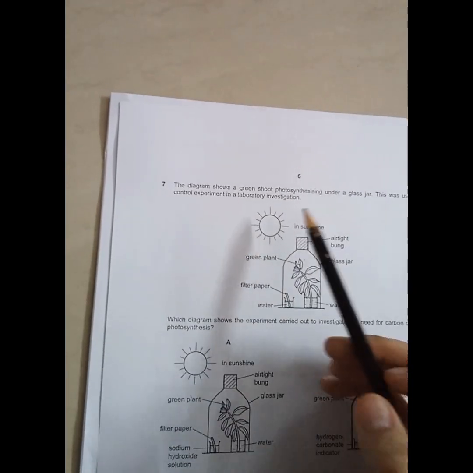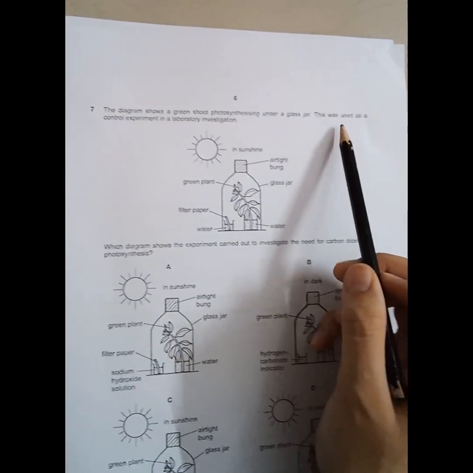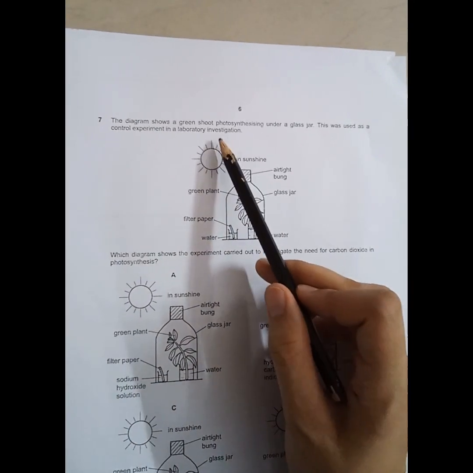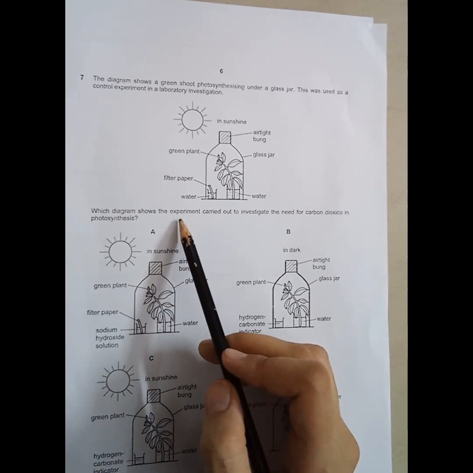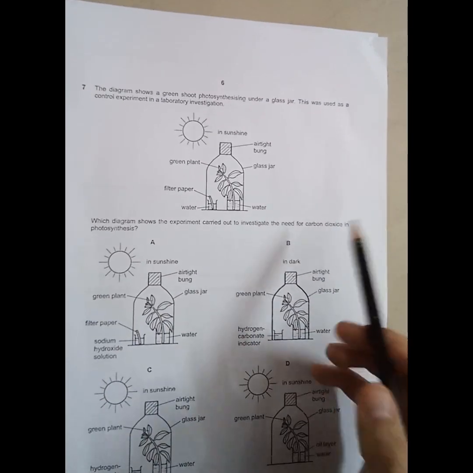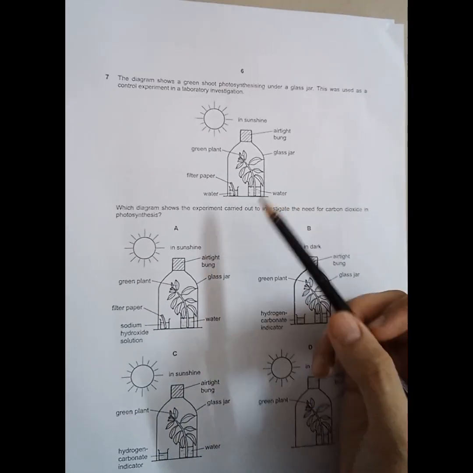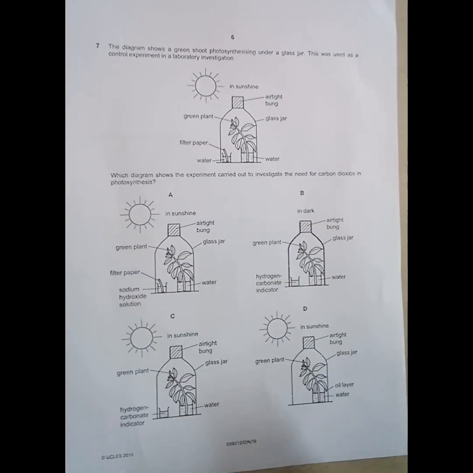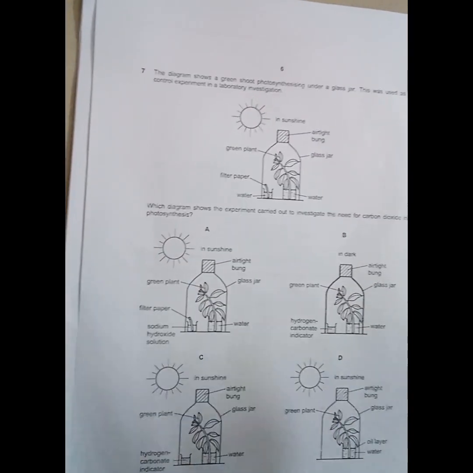The diagram shows a green shoot photosynthesizing under a glass jar. This was used as a control experiment in a laboratory investigation. Which diagram shows the experiment carried out to investigate the need for carbon dioxide in photosynthesis? So obviously a control is something which is the exact same experiment, but only one thing is changed. So this is in sunshine. The control experiment has to be in sunshine as well.